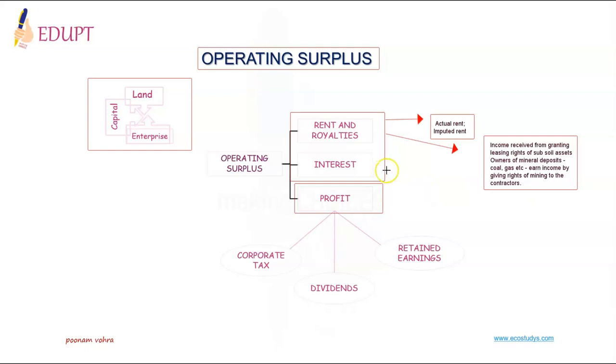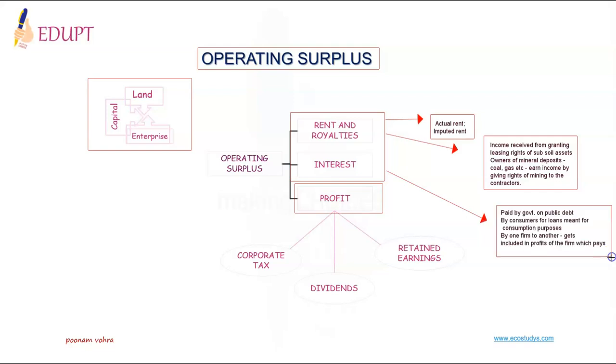So far as interest is concerned, interest income is earned from capital, but it does not include interest paid by government on public debt, interest paid by the consumers as such loans are meant for consumption purposes, interest paid by one firm to another as it is included in the profits of the firm which pays it.